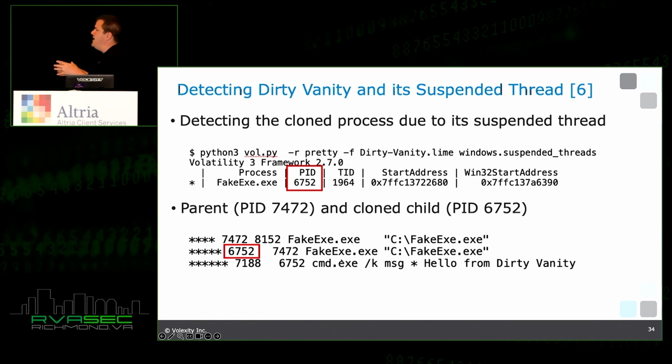When you create that copy, it's the same exact code and data of the original process. It's not like you're restarting fake.exe from scratch. You're taking the already running process, all its code, all its data, all its handles, and putting that in a second process.